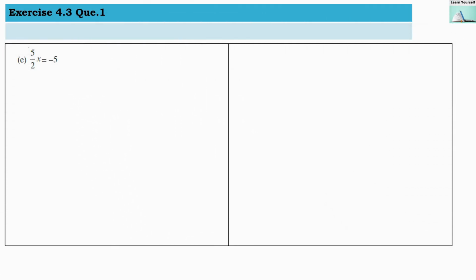5 by 2x equals minus 5. Now this is a little different from the earlier numericals. It is 5 by 2 into x equals minus 5. Here, for the first time, we got a fraction in multiplication. So if I write it like this, I am separating the fraction: 5x into 1 divided by 2 equals minus 5. It is the same thing.